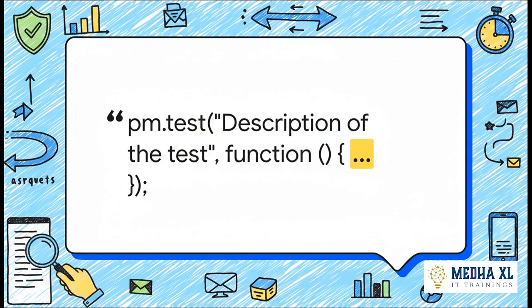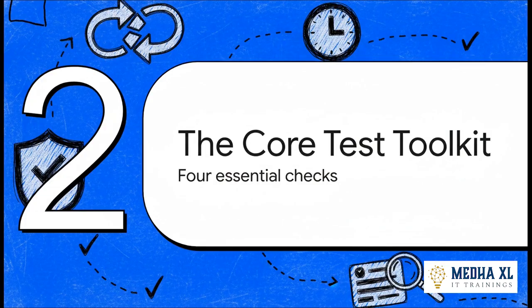And this right here, this is the basic building block for every single test you'll write in Postman. It all starts with pm.test. The first part, the text in quotes, is just a plain English description of what you're checking. This is going to be your best friend when a test fails and you need to know why. The second part is a function, and that's where you'll write the actual logic that checks if the response is good or not.